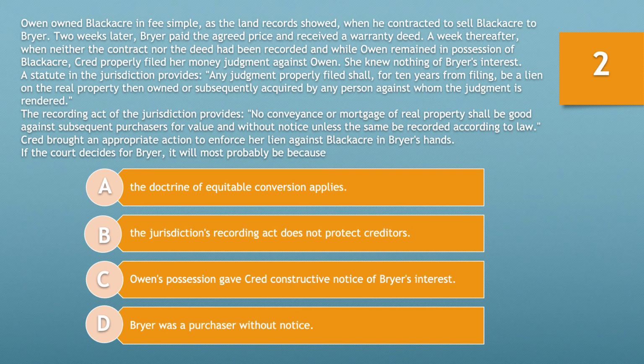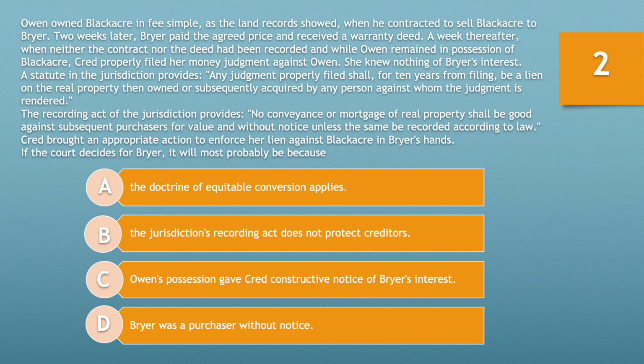A statute in the jurisdiction provides any judgment properly filed shall for 10 years from the filing be a lien on the real property then owned or subsequently acquired by any person against whom the judgment is rendered. The Recording Act of the jurisdiction provides, no conveyance or mortgage of real property shall be good against subsequent purchasers for value and without notice unless the same be recorded according to law. Cred brought an appropriate action to enforce her lien against Blackacre in Breyer's hands.